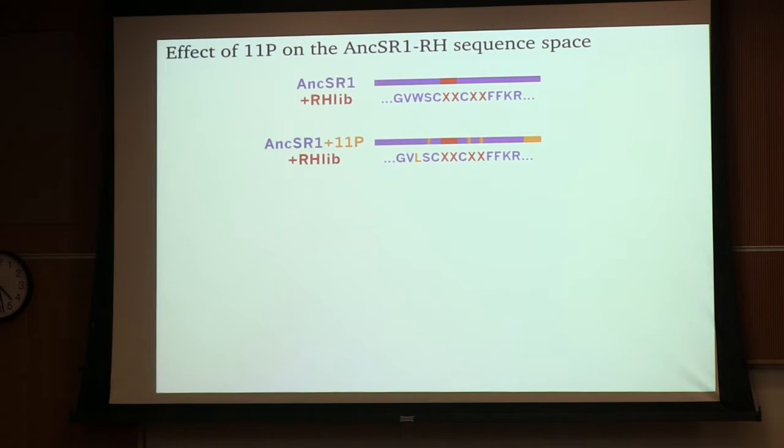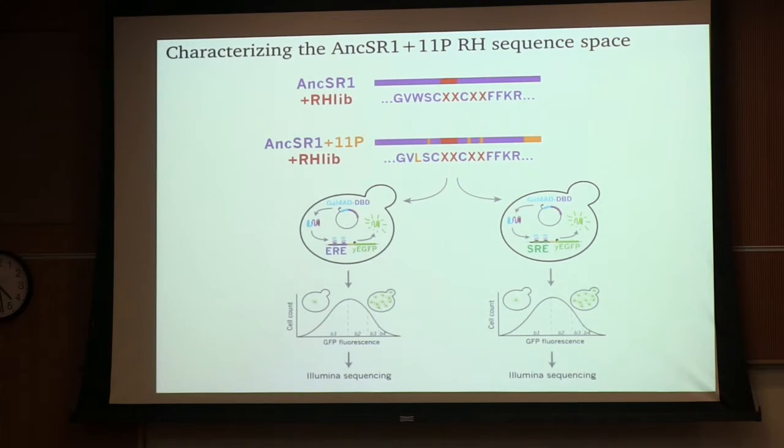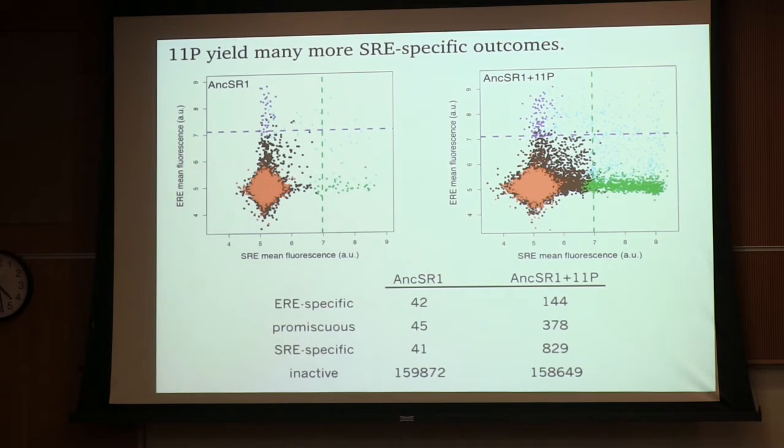Okay. So then Tyler wanted to know what was the effect of the permissive mutations on the structure of the sequence space. Same type of library, but now he makes it in the background that includes the permissive mutations. Does the same two sorts for ERE and SRE activation. Way, way more genotypes become functional. About a threefold increase in the ERE specifics, a sevenfold increase in promiscuous, and a much bigger increase in the number of SRE-specific genotypes. So the permissive mutations provide a general increase in the number of ways of achieving the derived function.